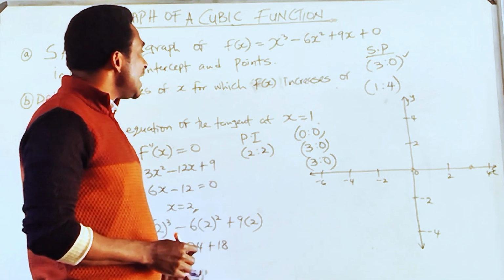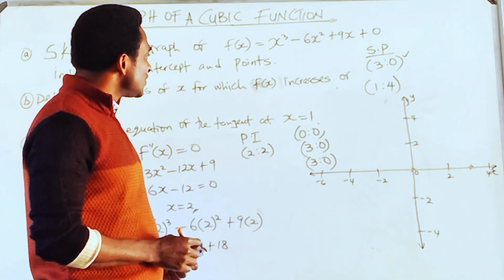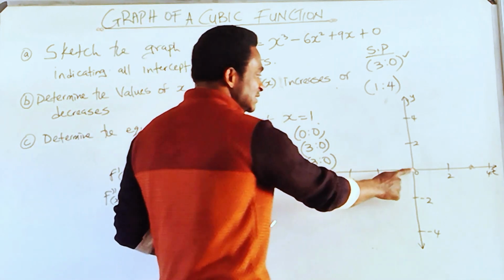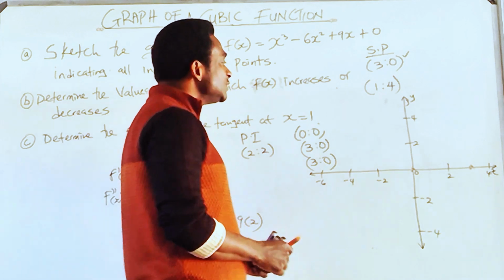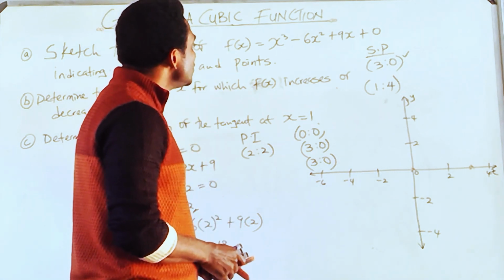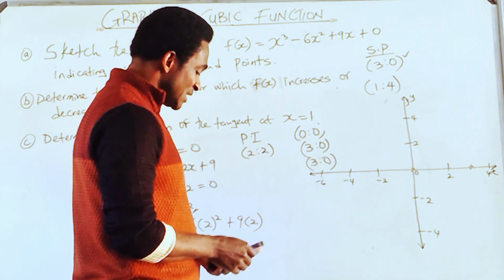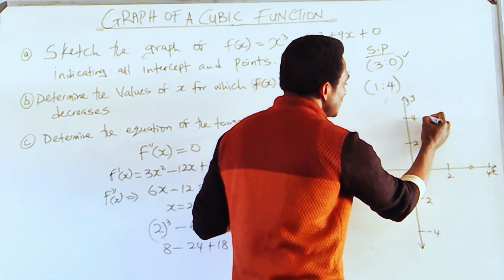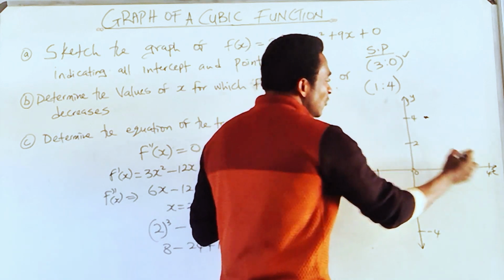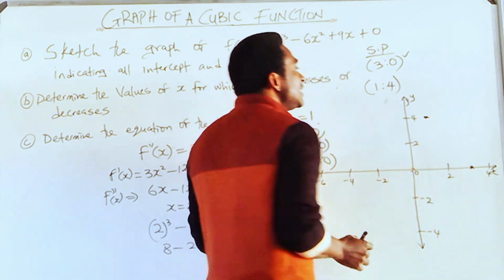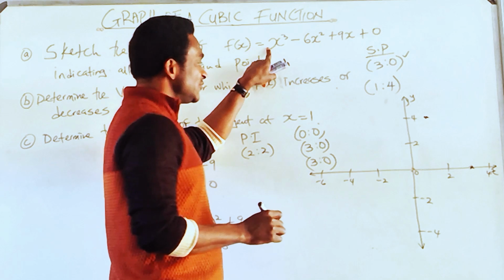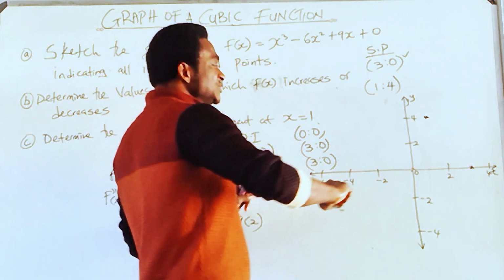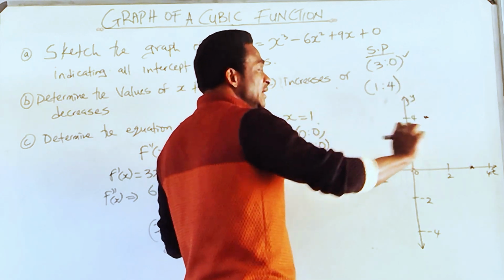And then I have 0 and 0, 3 and 0. My y-intercept is the same thing as this. So I will have to place my stationary points. Let's see. The first one is 1 and 4. So I have this point. The second one is going to be here. Now, this is a positive graph. So this will guide us to know that this graph will have to go up and down.